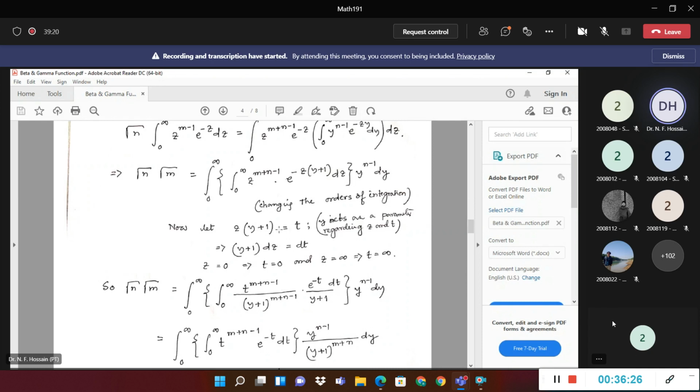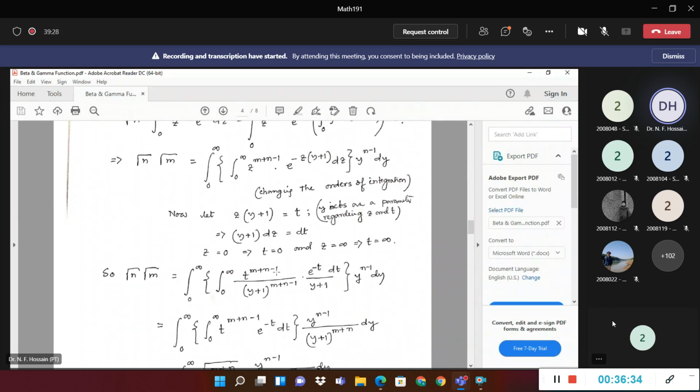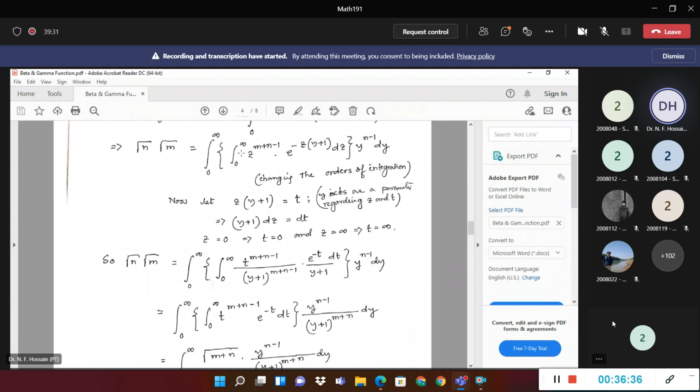Now we use these substitutions here in this integration. For z, the value of z is t divided by y plus 1. So in this integration within the second bracket, in the upper side, it should be t to the power m plus n minus 1 divided by y plus 1 whole to the power m plus n minus 1. Then into e to the power minus this z into y plus 1 is t, so e to the power minus t. And what is the value of dz? Dz is dt by y plus 1. So dt by y plus 1. Close the second bracket. Outside the second bracket, y to the power n minus 1 into dy.